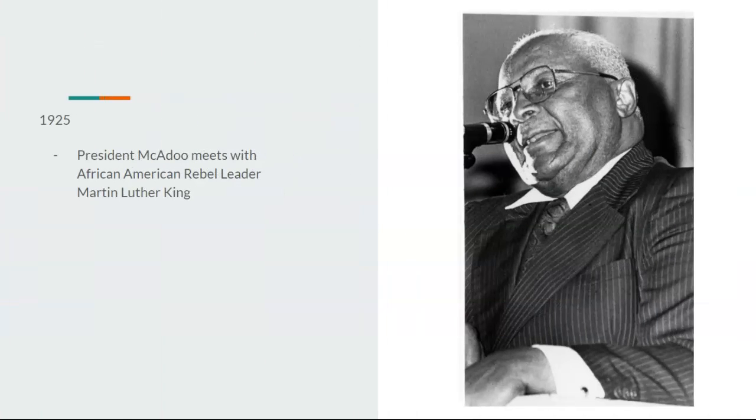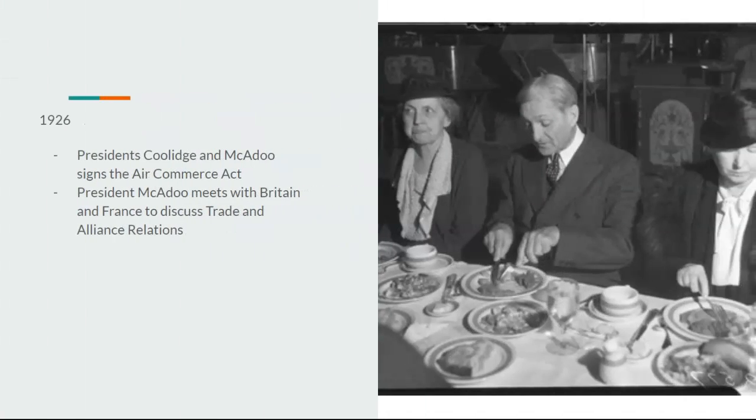In 1925, President McAdoo meets with African-American rebel leader Martin Luther King, not Jr., Sr., this guy. Yep, MLK's daddy. In 1926, Presidents Coolidge and McAdoo sign the Air Commerce Act. That happens in both countries. They're not the same bill, but they're very similar. President McAdoo meets with Britain and France, their diplomats, to discuss trade and alliance relations. And this is where slavery is becoming a big issue.